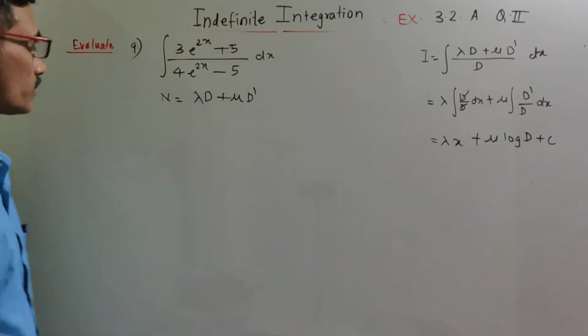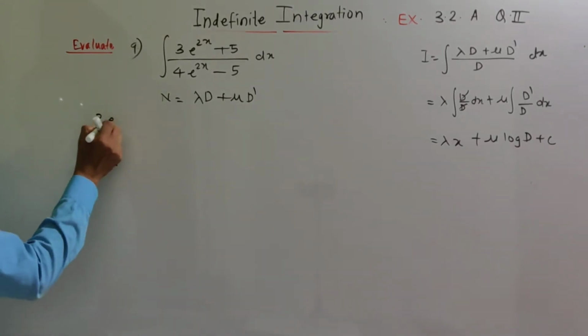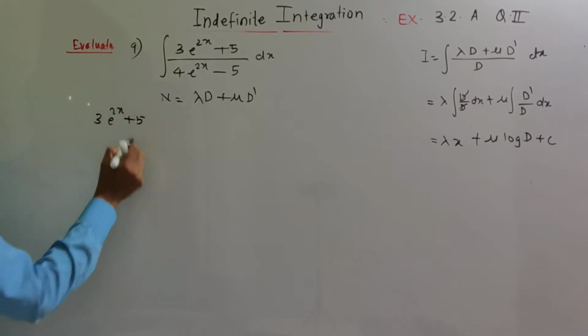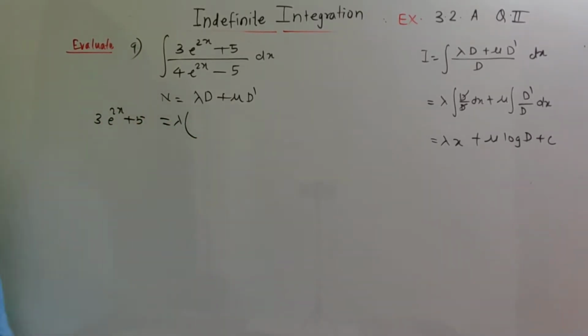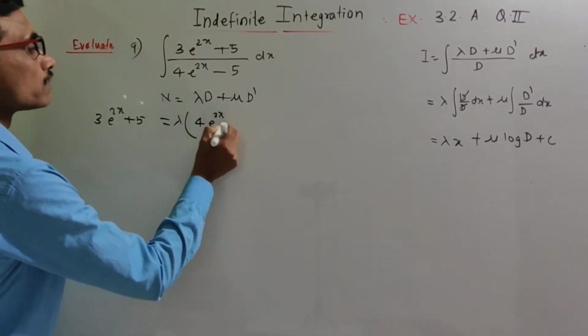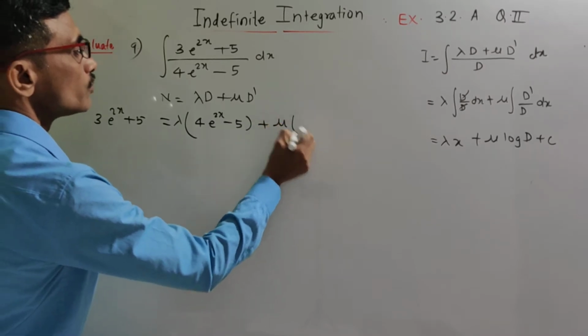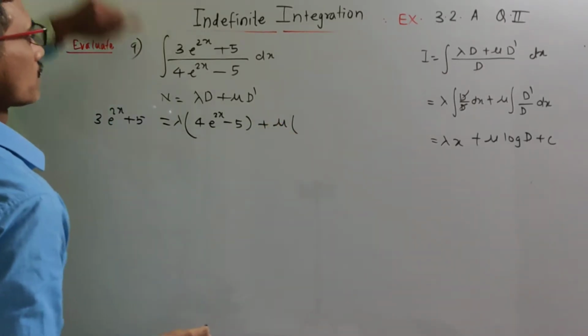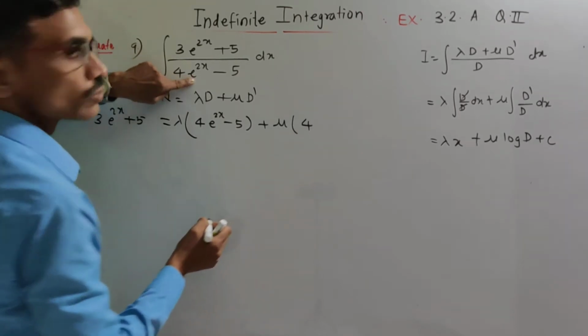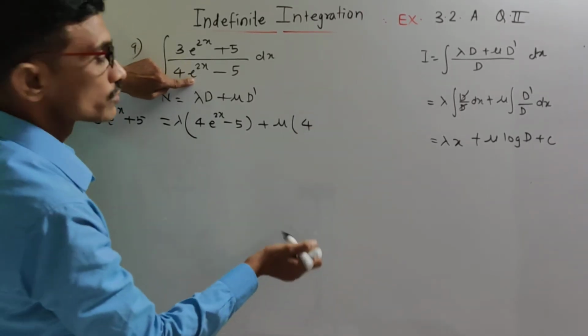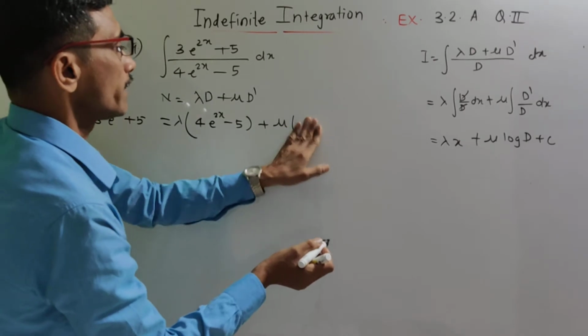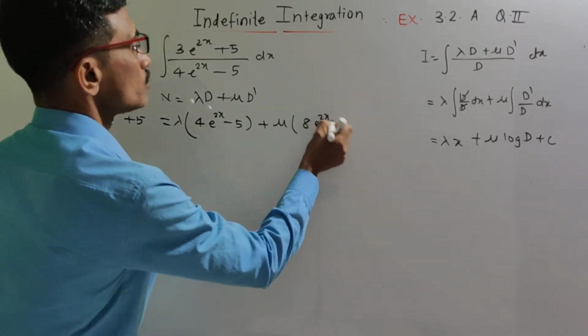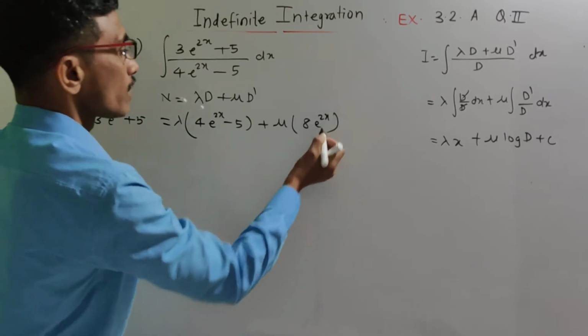D dash means derivative of the denominator, and numerator is 3e^(2x) + 5. Lambda and mu are constants, so you have to find them by equating the coefficients of like terms. D, that is 4e^(2x) - 5, plus mu into derivative of this: 4 into e^(2x), derivative is 2 into e^(2x), that is 8e^(2x), and this is a constant, its derivative will be 0.